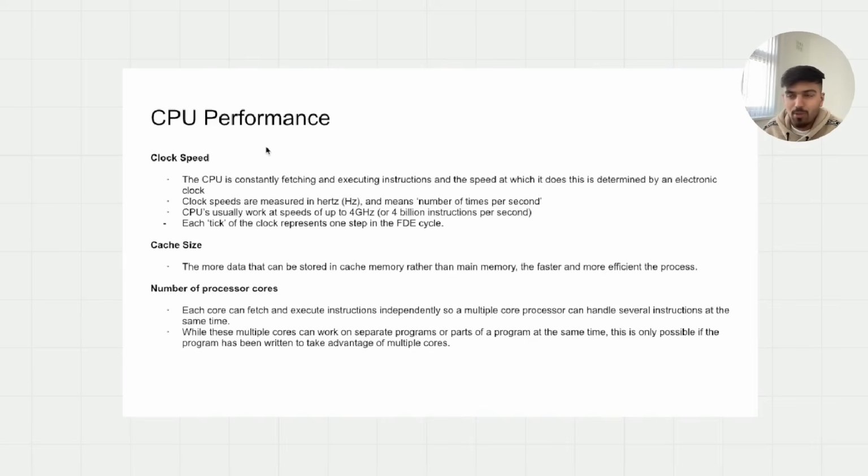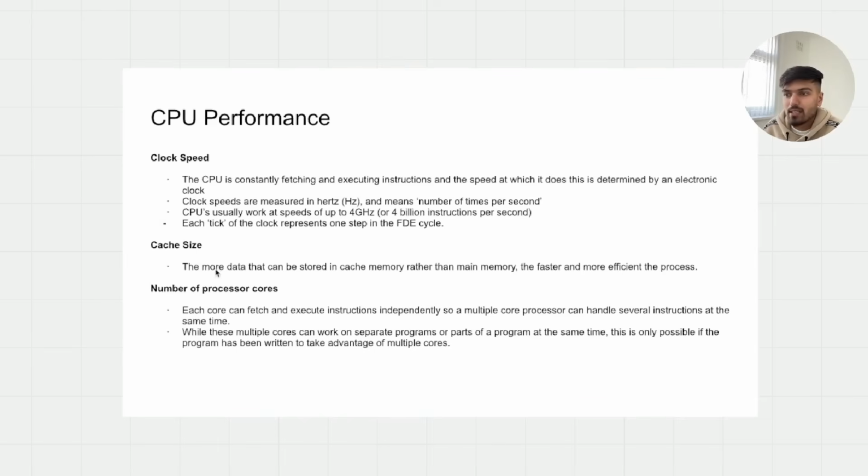Let's talk about CPU performance. There are 3 main characteristics. Clock speed, which is basically like every tick represents 1 step of the FDE cycle. Typical exam question is maybe 2.5 gigahertz. What does that mean? We can say that 2.5 gigahertz is around 2.5 billion instructions per second. The faster the clock speed, the faster the FDE cycle can happen.